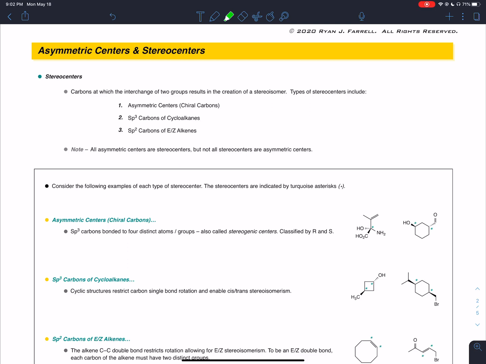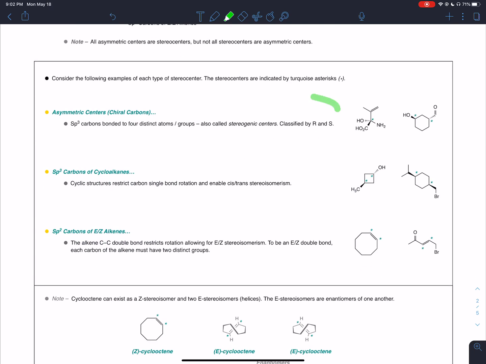Hi everyone, in this tutorial what we are going to do is really quickly summarize stereocenters again and then progress into looking at counting total asymmetric centers versus total stereocenters. Stereocenters, recall, are carbons at which the interchange of two atoms or groups could result in the formation of a new stereoisomer. These types of stereocenters include asymmetric centers, sp3 carbons bonded to four distinct atoms or groups. We classify those with the distinction of R and S, our absolute configurations. Again, we'll talk about how to classify those soon.